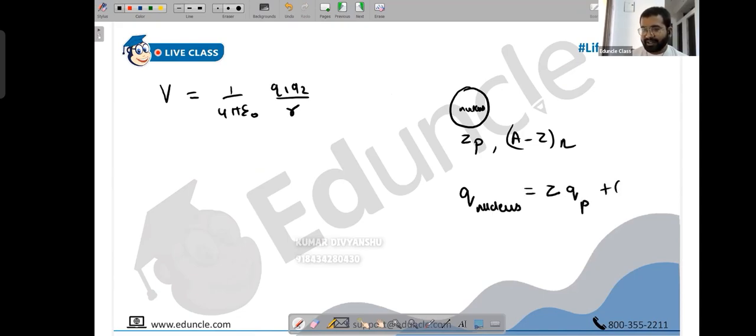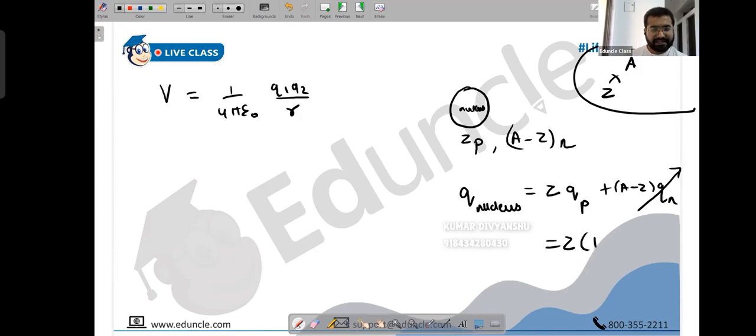You can write A minus Z into the charge of a neutron, but the neutron does not have any charge. Z is the number of protons, A minus Z is the number of neutrons. Always, in any atom written as A X Z, Z is the number of protons and A minus Z is the number of neutrons. So the total charge is the number of protons into the charge of a proton, plus the number of neutrons into the charge of a neutron, but the neutron has no charge. So you just have Z into the charge of a proton, which is plus e. So the charge of the nucleus is Ze.